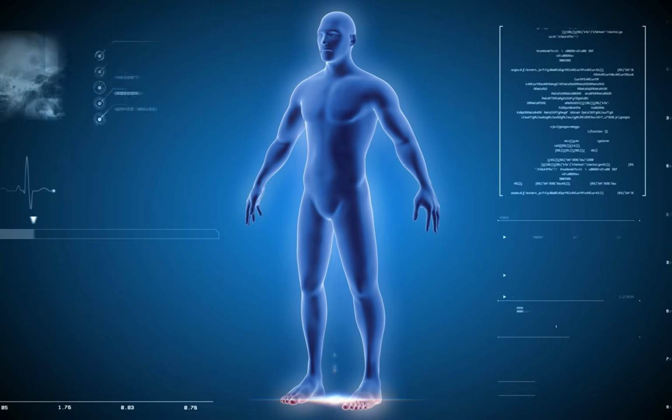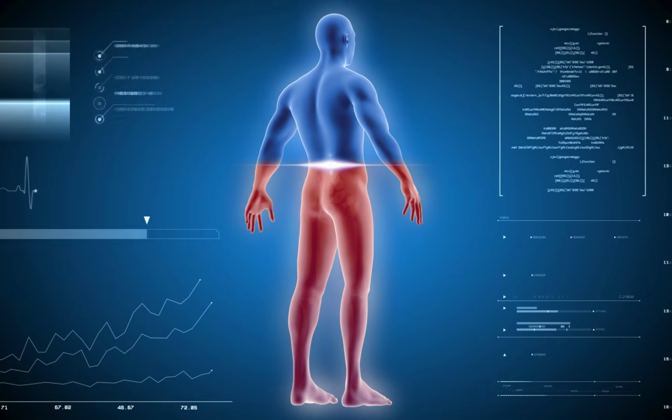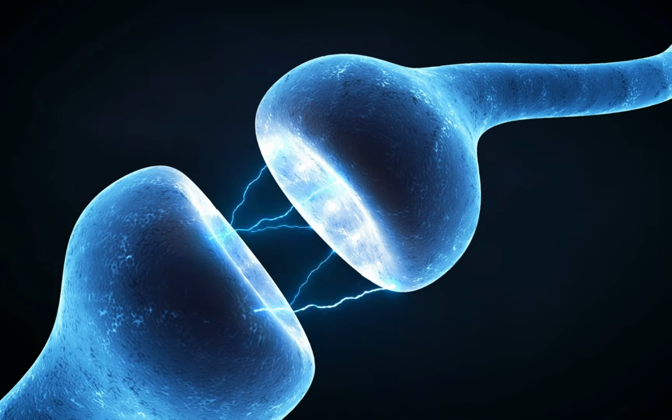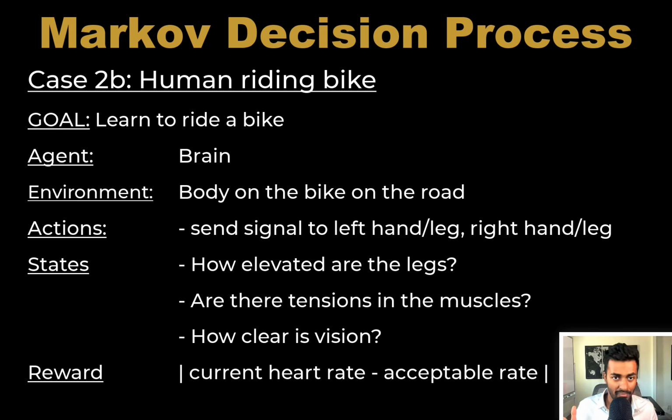An extreme example would have framed it kind of like this, where the agent could be the brain, and the environment is the body, which is on the bike. The actions are send signal to the left hand, send signal to the right hand, send signal to the left leg, send signal to the right leg. And the state, which is the snapshot of the body, could be how elevated are the legs and the hands? Are there any tensions that exist in the muscles? How clear is our vision? And the reward would be the absolute difference between the current heart rate and the acceptable heart rate for riding a bike. So clearly it's very fluid how we define what an agent and environment is, even for the same problem.